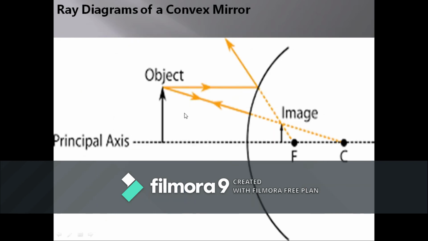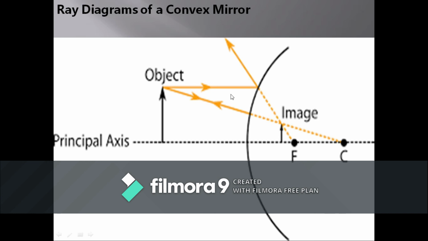Next, we have the ray diagrams of convex mirror. Here it doesn't matter where the object is located. The image will always form behind the mirror, and it will be located between F and the mirror itself. The characteristics of the image here will be that the image will always be smaller than the object. It will be virtual, and it will be upright.